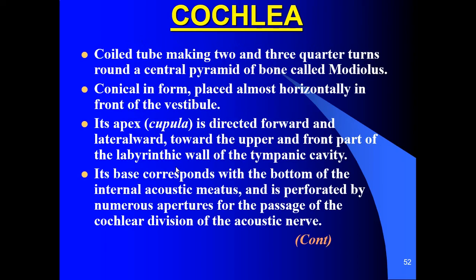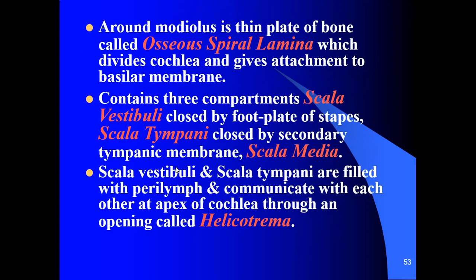The cochlea is a coiled tube making 2 and 3/4 turns around a central pyramid of bone called the modiolus. It is conical in form, placed almost horizontally in front of the vestibule. Its apex is directed forwards and lateralwards. The base corresponds with the bottom of the internal acoustic meatus. Around the modiolus is a thin plate of bone called the osseous spiral lamina. The cochlea contains 3 separate compartments: the scala vestibuli, closed by the footplate of the stapes; the scala tympani, closed by the secondary tympanic membrane; and the scala media.